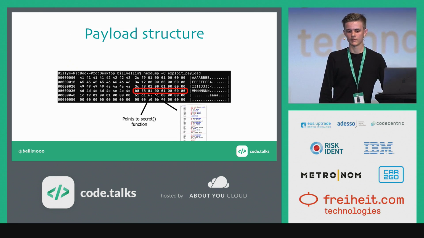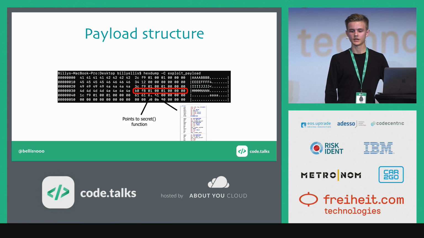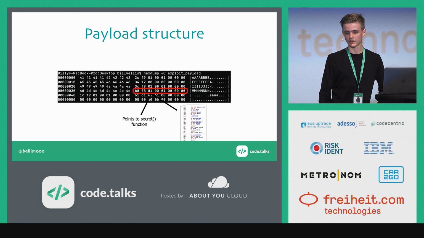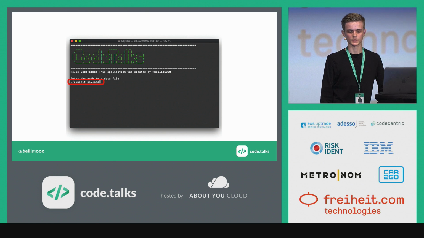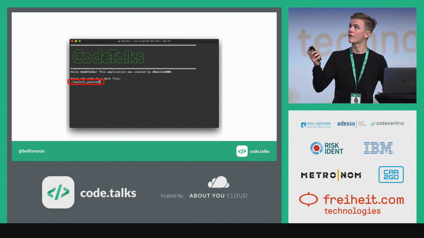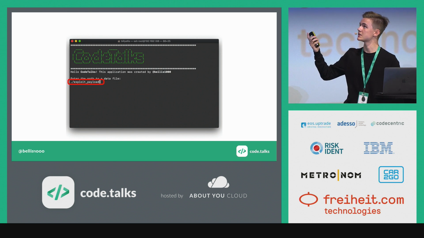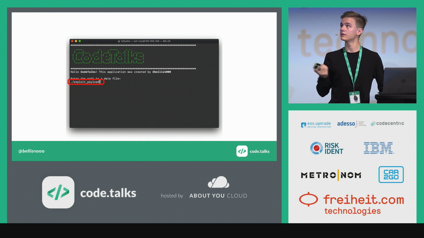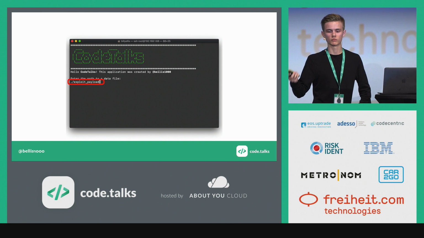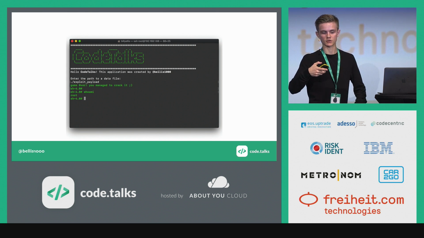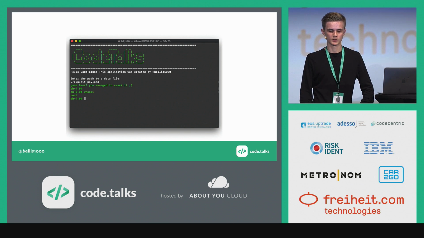So hopefully that made sense. If not, then you can download this online and work out for yourself how it works, if I went too quickly. But anyway, here's what happens if you actually run that file. You run the code.talks demo app again. You specify the exploit payload file, and it's going to read it in and process the data. All of the ROP will be carried out, and the secret function gives you that root shell. So that is basically it for the demo.